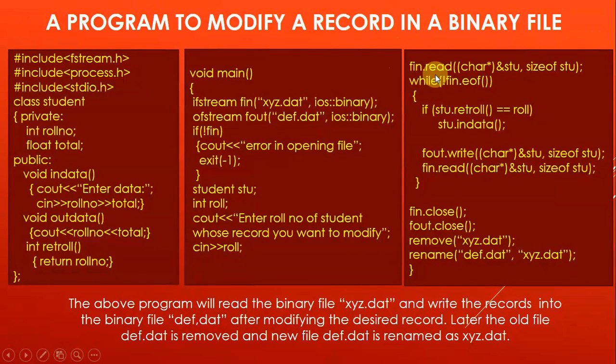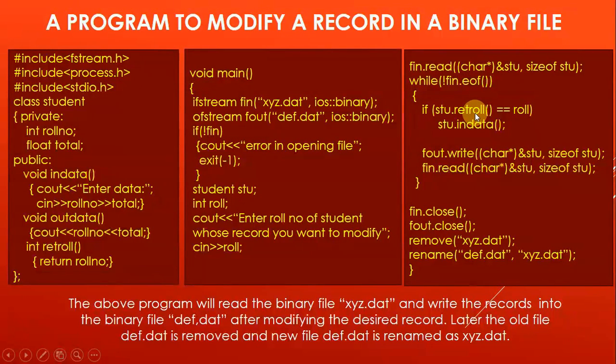Now I will read my file, as this file is opened in input mode. This is the object of an ifstream class. The file pointer is at the beginning of the file, so the first record will be read into this object stu. When I give the statement fin.read((char*)&stu, sizeof(stu)), the first record present in the file will be stored in the buffer stu. Now I will use the loop while not fin.eof, unless or until the end of file is reached.